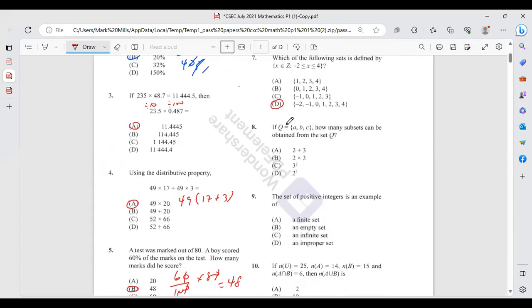Number 8. If Q is equal to ABC, how many subsets can be obtained in Q? How do I find the number of subsets? 2 to the power N, so it's going to be 2 to the power 3, which is B.